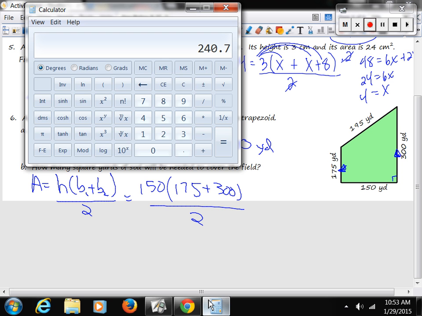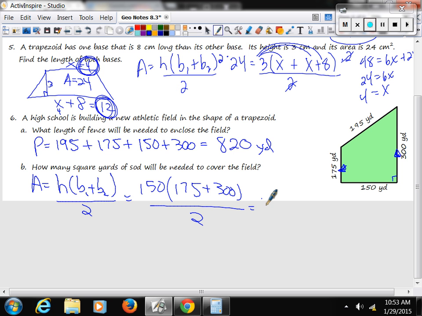And I would do that whole thing in my calculator. I do 175 plus 300. I would times it by 150. And then I would divide by 2. Get 35,625. And that would be square yards. So that one's a problem where you might use square yards because it is a very large area. So you might want to use square yards for that. All right, 8.3 is done. The homework is 8.3 tonight.